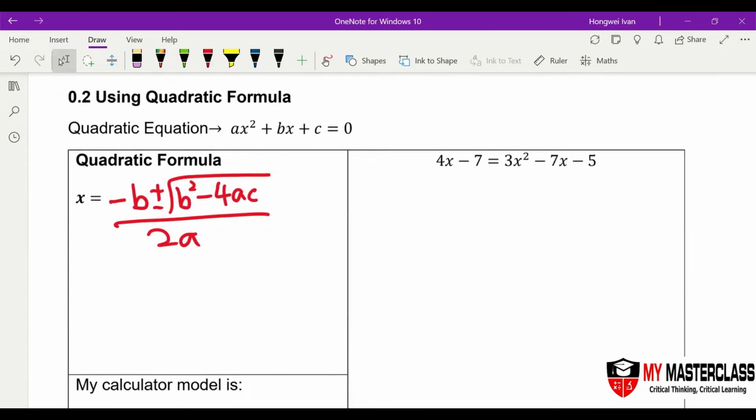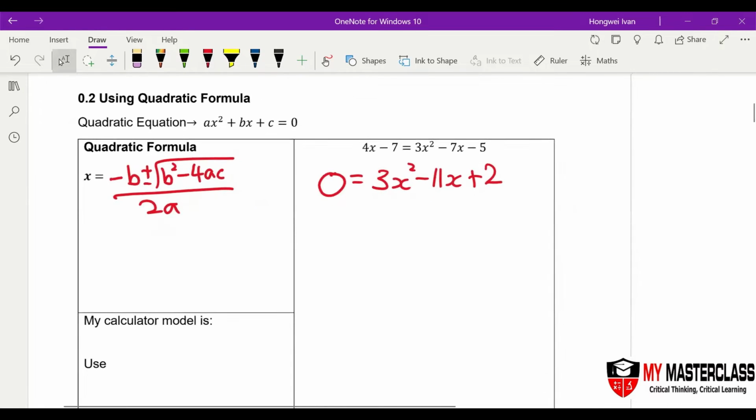Okay, so if you have a quadratic equation like that, the quadratic equation must always be equal to 0. So 0 equals 3x squared minus 11x plus 2. This is the standard of presenting. Your a is 3. Your b is negative 11. Your c is 2.